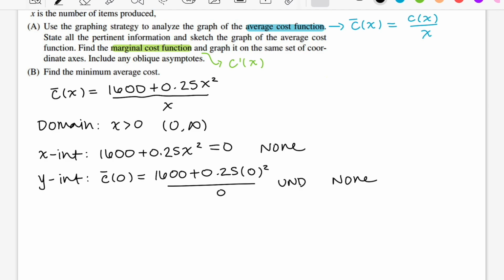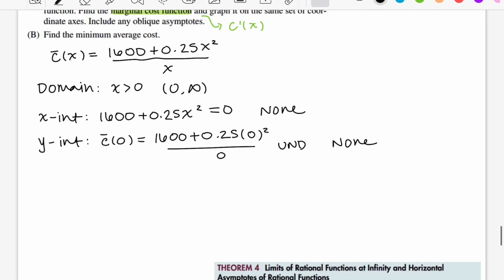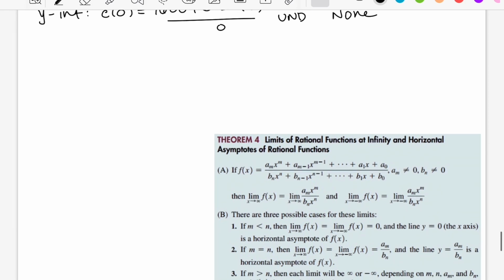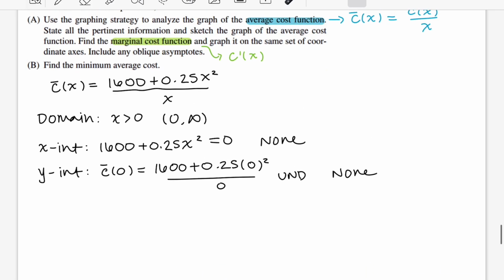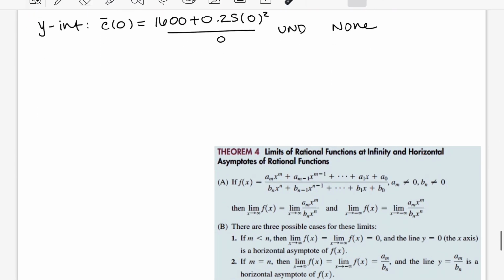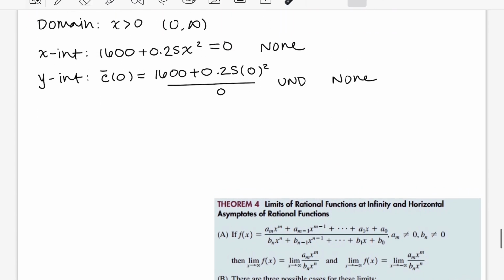All right. Now we're going to use theorem 4 here to see if we have any horizontal asymptotes. So we want to look at the degree of our leading term in the numerator and denominator of our function here. So our leading term in the numerator is going to be 0.25x squared, and in our denominator we just have x. And so the degree of this guy is 2. So going back to our theorem, that means our m is equal to 2.